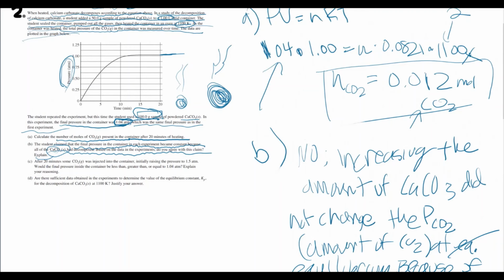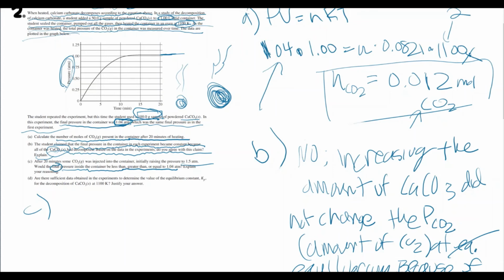And let's take a look at C. After 20 minutes, some carbon dioxide was injected into the container, initially raising the pressure to 1.5 atmospheres. Would the final pressure inside the container be less than, greater than, or equal to 1.04 atmospheres after reaching equilibrium, since final is assuming after it reaches equilibrium? So, explain your reasoning.